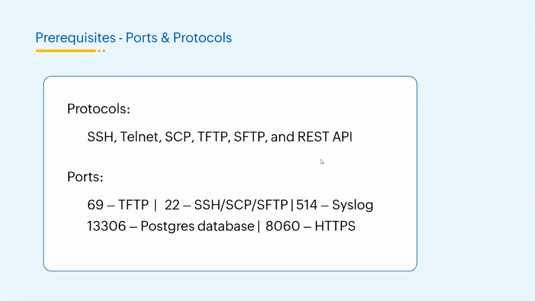Here are some of the protocols and ports in Network Configuration Manager. Protocols supported include SSH, Telnet, SCP, TFTP, SFTP, and REST API. Let me walk you through the ports as well. Port 69 is for TFTP. Port 22 is for SSH, SCP, SFTP. And 514 is for syslog. Port 13306 is for the database. And 8060 is for HTTPS protocol.